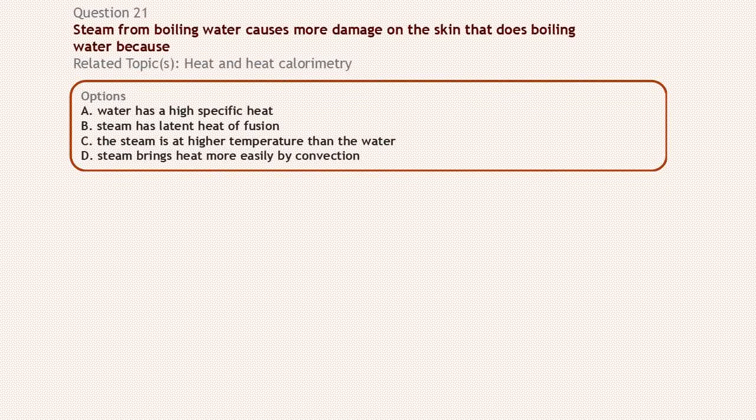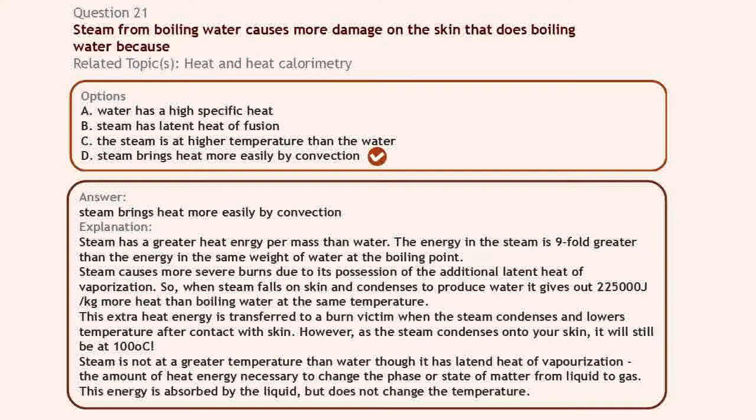Steam from boiling water causes more damage on the skin than does boiling water, because the steam brings more heat easily by convection. Steam has a greater heat energy per mass than water. Even though steam and water are at the same temperature, 100 degrees Celsius, the steam has extra heat. It has latent heat of vaporization.